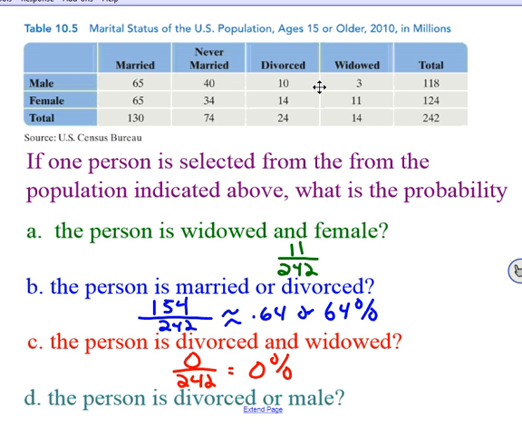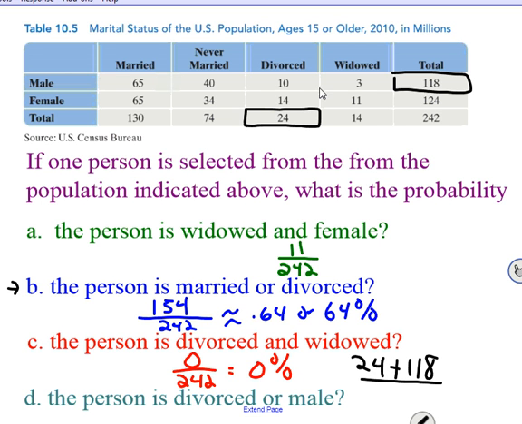And now if you're back, I'm very curious about how you did this, because this is one of the probabilities that can be fraught with possibility of error. Because if you do something similar to what we did up here in part B, where I add my two totals, my divorced total is 24, and my male total is 118. And it would be very tempting to add those two up, 24 plus 118, and take that out of 242. And if you did that, you actually would not be correct.